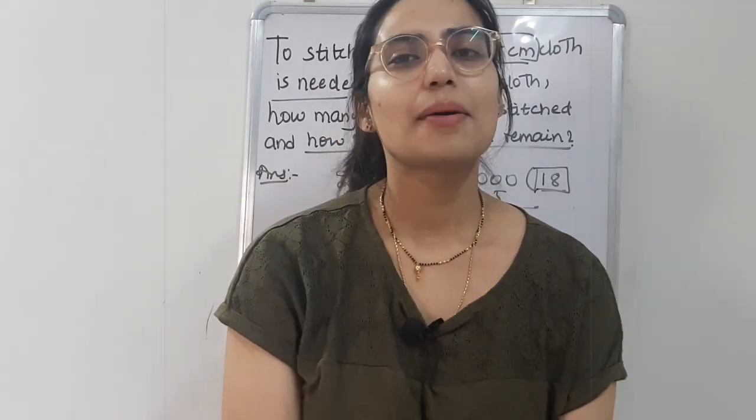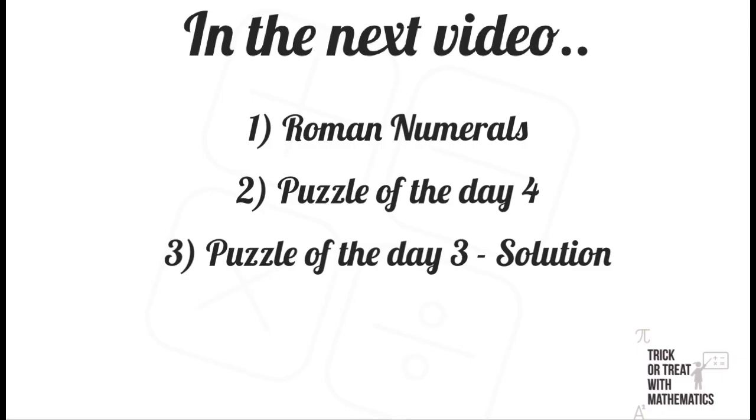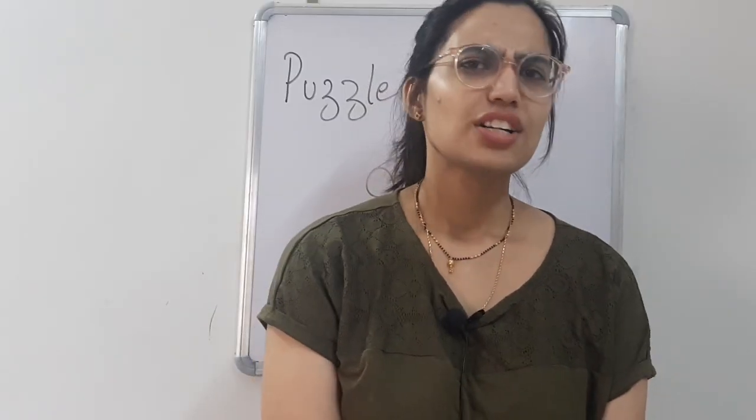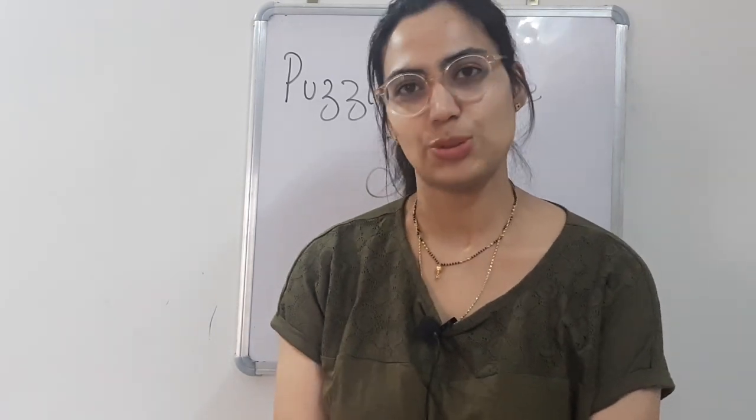Now let's quickly jump into the puzzle of the day. A London monument is marked as follows: M, D, C, L, X, V, I. What year does it represent? Okay, let me give you a hint. This is nothing but the Roman numeral of a number. I will start with Roman numerals in the next class, and for now try to solve this particular puzzle with whatever Roman numerals knowledge you have.